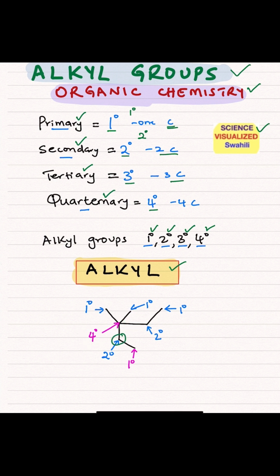Next, this carbon has 1 and 2 connected to it. That makes it secondary. And then this carbon has only one other alkyl group or carbon connected to it, and that makes it a primary alkyl group. Next, this carbon has only one group connected to it, and therefore that makes it a primary alkyl group. This one here has 1 and 2, making it a secondary alkyl group. And then lastly, this one here has only one group, making it primary alkyl group.